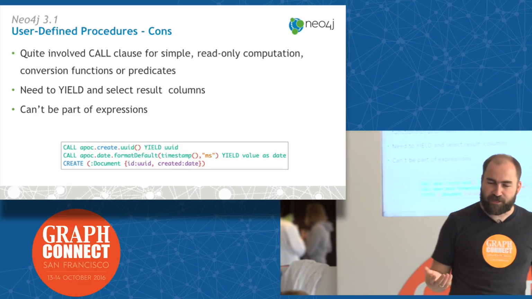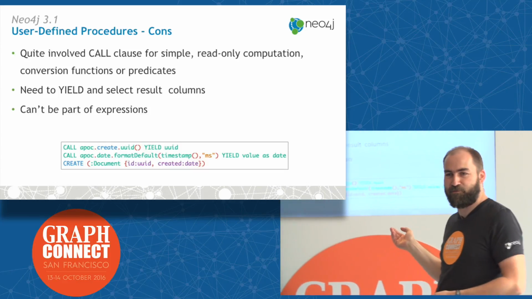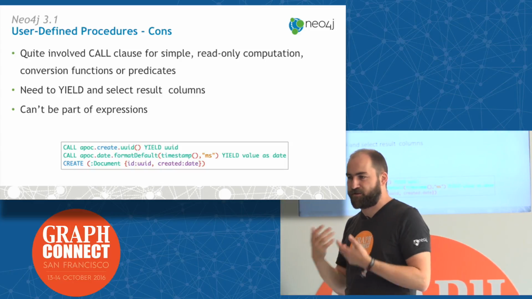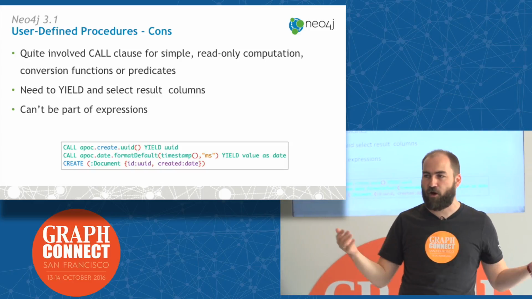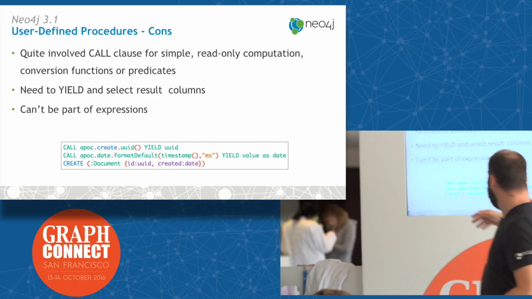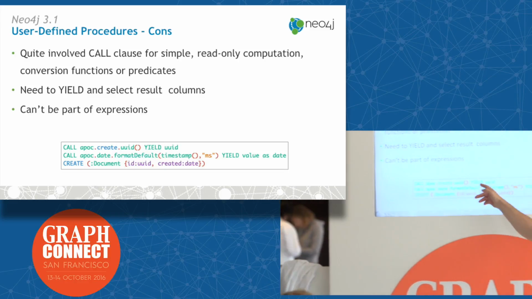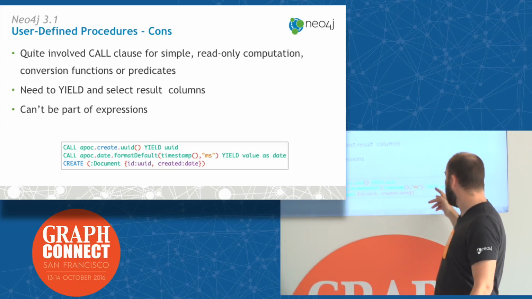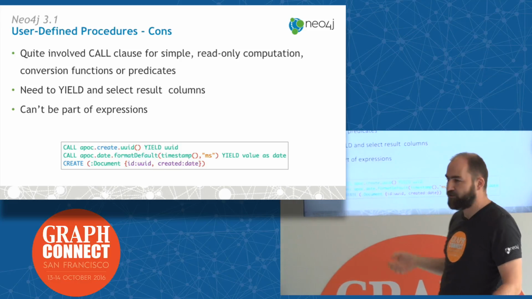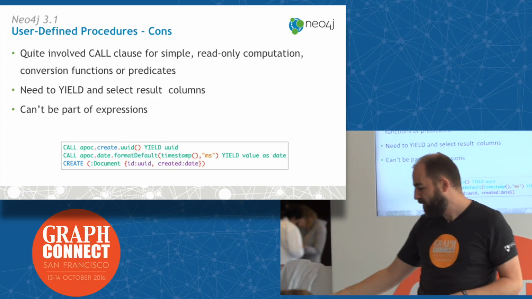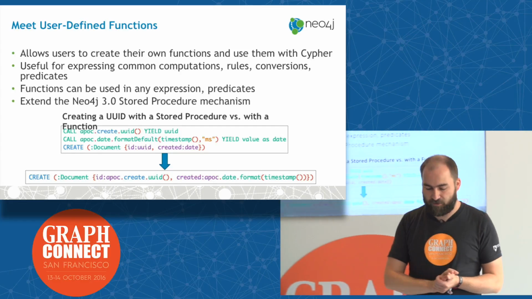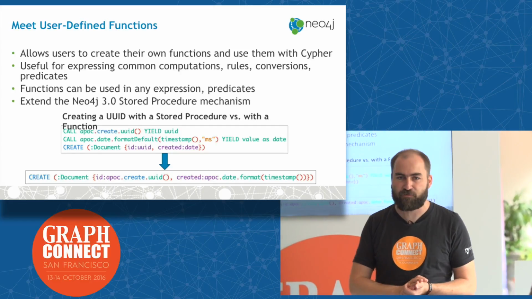But if you look at that, it's actually quite cumbersome to use this way, especially if you have quick functions that just convert a value, that just generate something, or that just operate on a collection or something like that. So you have to do the call, which is a clause, you have to do a yield, you have to do another call, you have to do another yield, and you have to rename columns and stuff like that. And you can't make this part of expressions. That's why in Neo4j 3.1 actually the means of having user-defined functions was added.